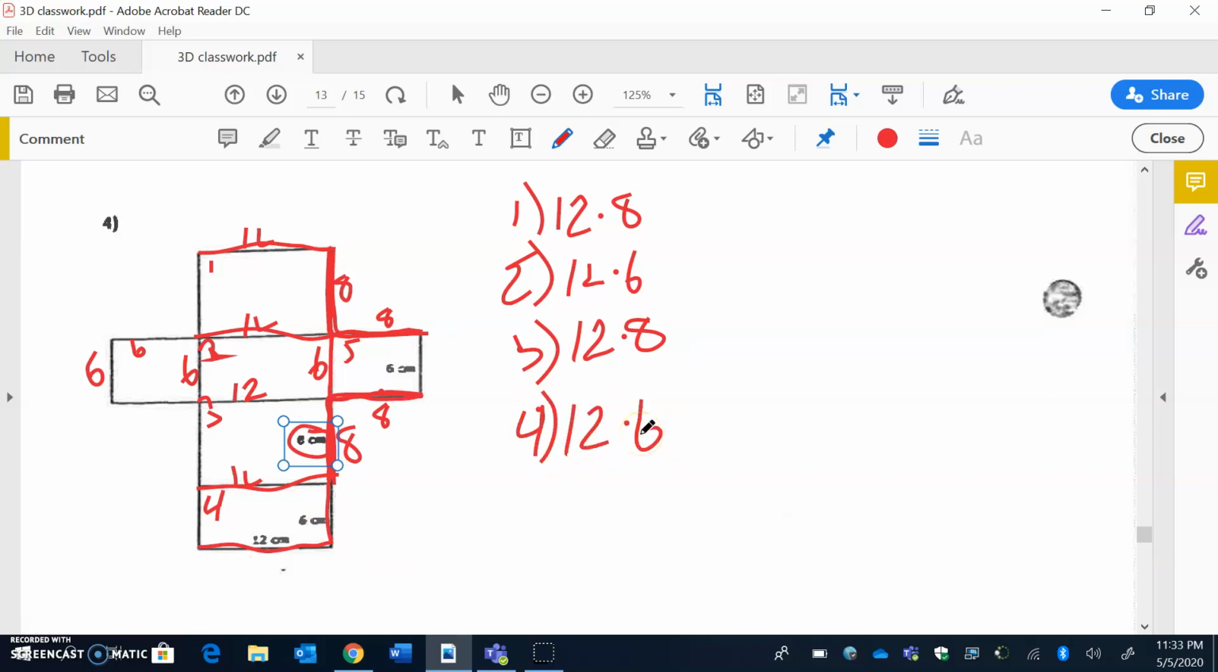Now here's the thing. In your rectangular prisms, you'll always have pairs. The top is always going to be the same as the bottom. The left is going to be the same as the right. And the front is always going to be the same as the back. So seeing pairs show up is something that's good. In a triangular prism, we're not going to have all those pairs. So don't be looking for them there. But a rectangular prism, which we have here, we do.